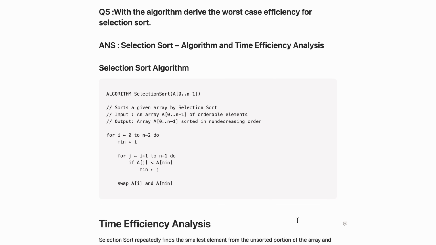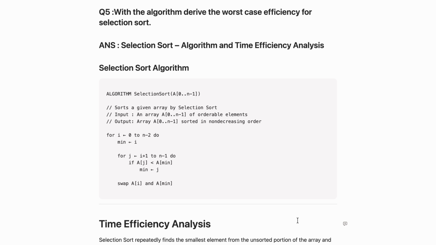In today's video, we are going to discuss one of the most important sorting algorithms from module 1. So our question is: with the algorithm, derive the worst case efficiency for selection sort. This is a frequently asked VTU exam question and many students simply memorize the final answer as big theta of n square. But in this video, I will show you exactly how theta of n square is derived mathematically so that you can write the complete answer confidently in the exam.